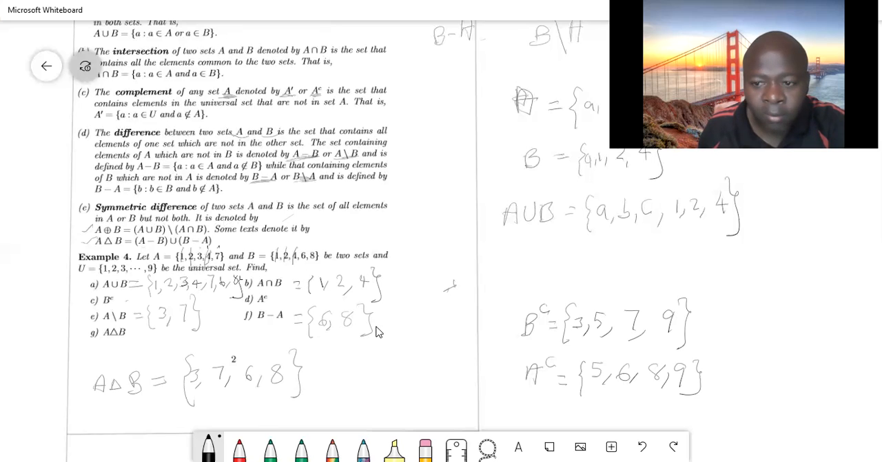Next time we look at other properties, other topics and subtopics concerning sets. Today we're just looking at subsets and operations on sets.